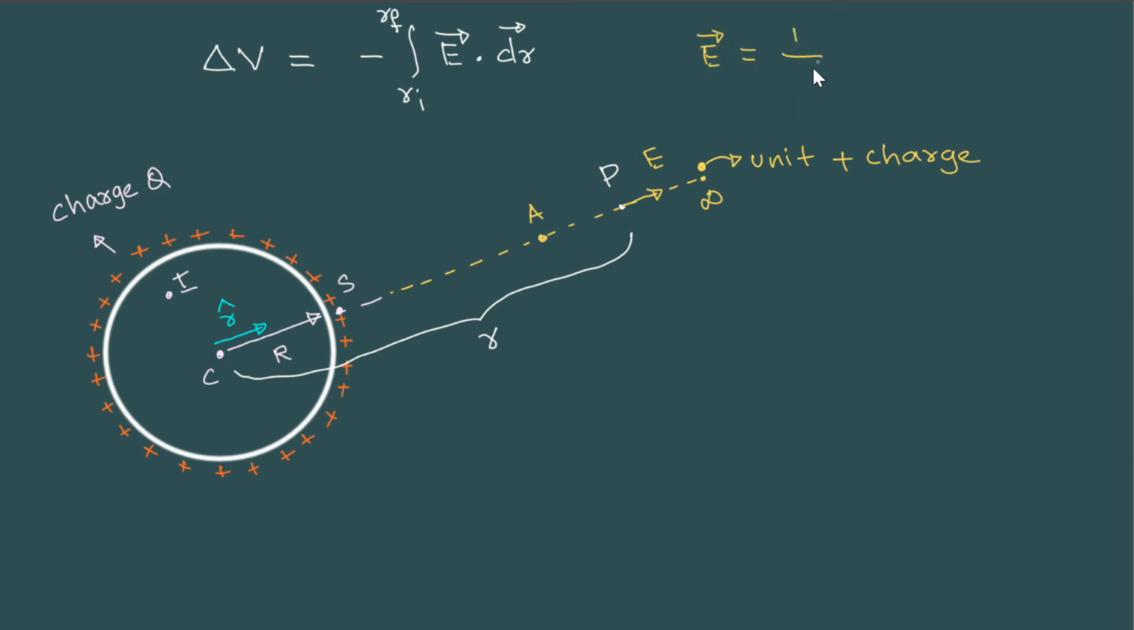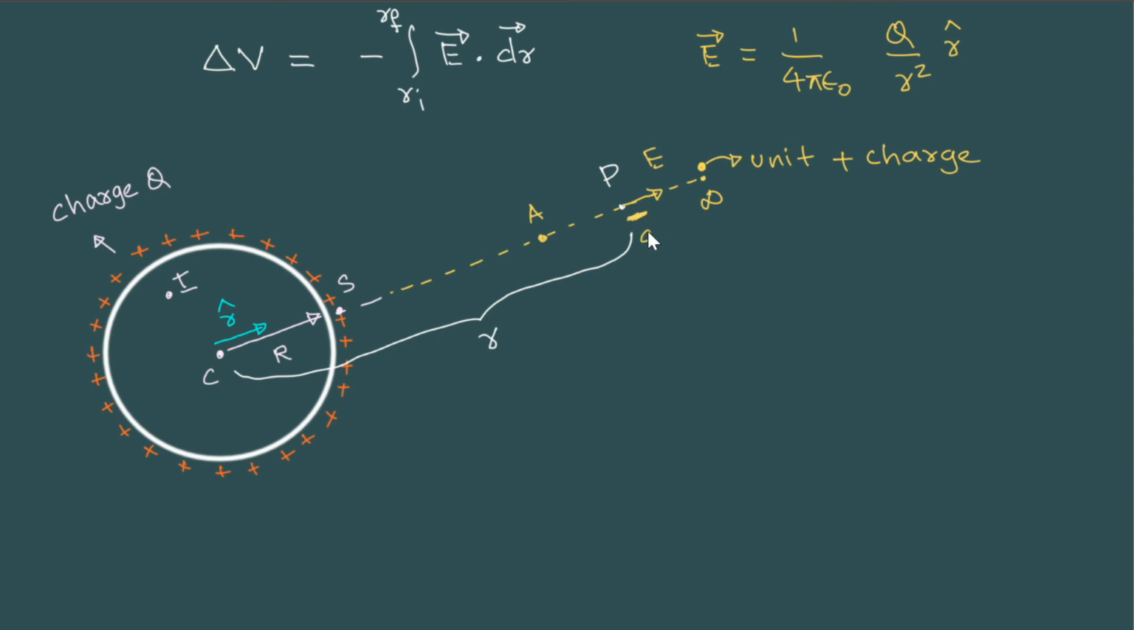1 by 4 pi epsilon naught. We can use shell theorems here. This point is really outside, so we can say it is q by r square. I'm expressing it in terms of vectors, so I will use that r cap. Okay, and remember the displacement is assumed to be radially outwards.